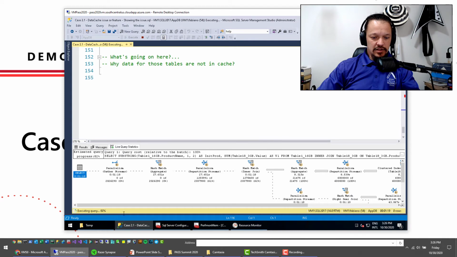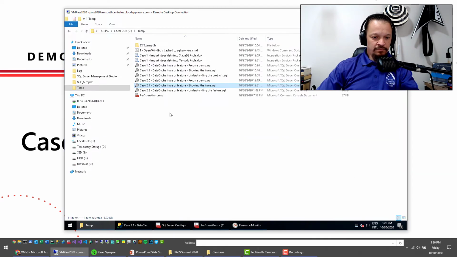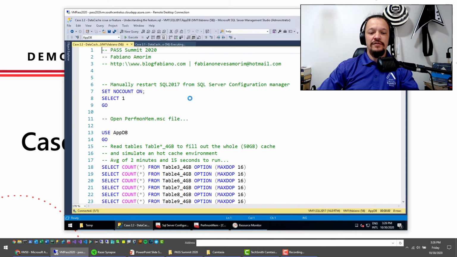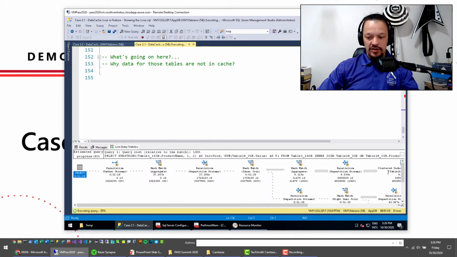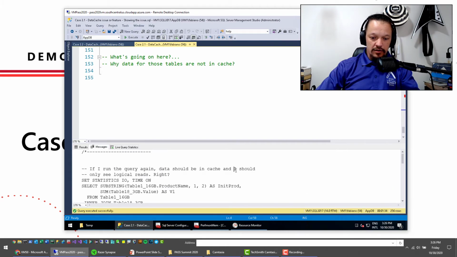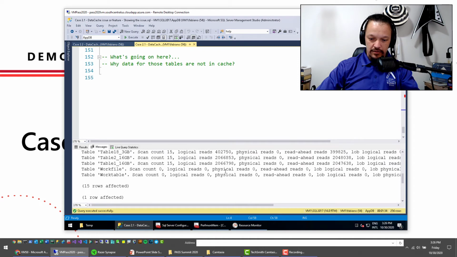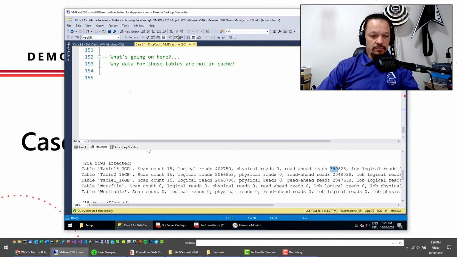Yep. While it's running, let's open the understanding the feature file. Let's wait for it to finish. It's almost there. 95%. 99. Yep. 1 minute 34. Again. Probably, yep, a lot of physical reads. So we should do logical reads instead of physical. We should read it from memory instead of disk.